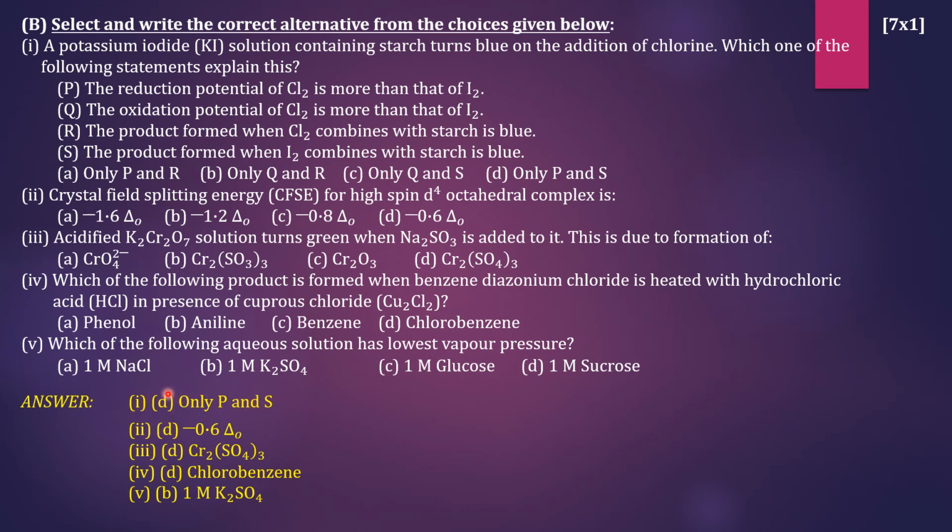This is the best way of writing. But if you write the correct option number, or if you write only the statement of the correct option, then also you will get full marks. But if you mix it, then you will be awarded 0.